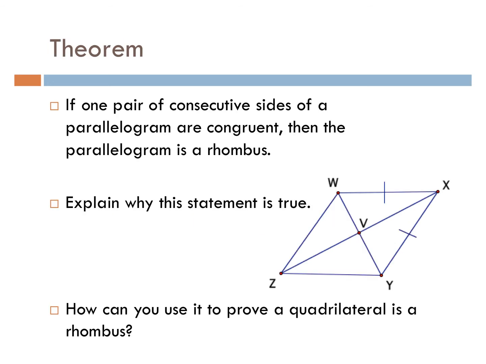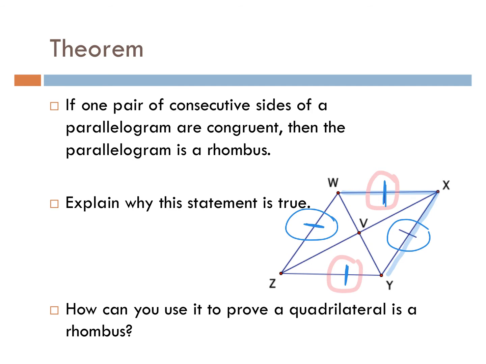This next theorem here says if we have one pair of consecutive sides, consecutive meaning next to each other, so like what we have here, these two sides, consecutive, are congruent in a parallelogram, then the parallelogram has to be a rhombus. Remember, opposite sides of a parallelogram are congruent. So if this is a 1 tick, this is going to be a 1 tick, and the same holds true for the left and right side. In this case, that's also going to be a 1 tick. So because opposite sides are congruent, that makes all four sides congruent.